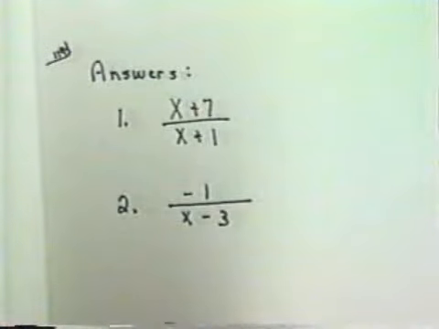The answer to the first one is x plus 7 divided by x plus 1. The answer to the second one is negative 1 divided by x minus 3. If you disagree with either of these two answers, be sure to check with someone.